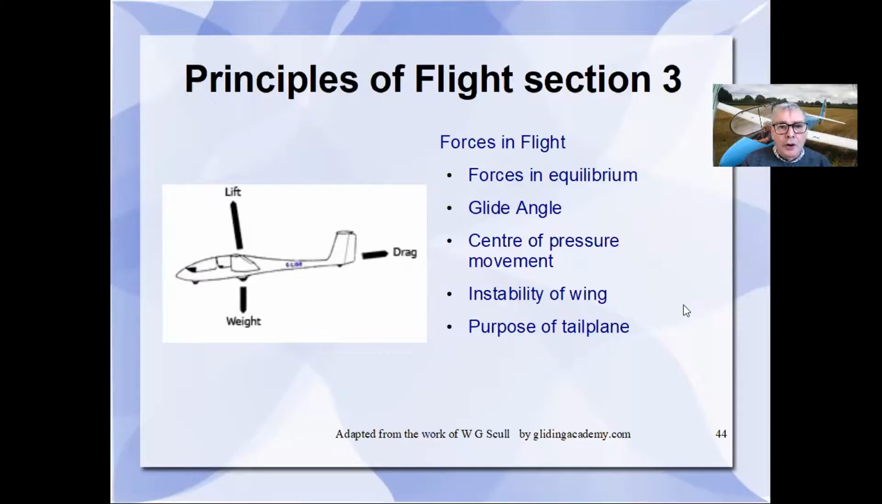Section 3 of Principles of Flight, and in this section we're going to look at the forces in flight, what we mean by equilibrium, the glide angle, how the center of pressure moves as we change the angle of attack, the inherent instability of a wing, and the purpose of a tailplane.